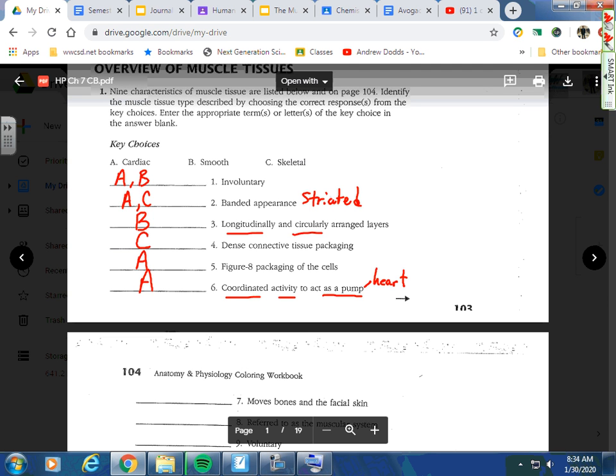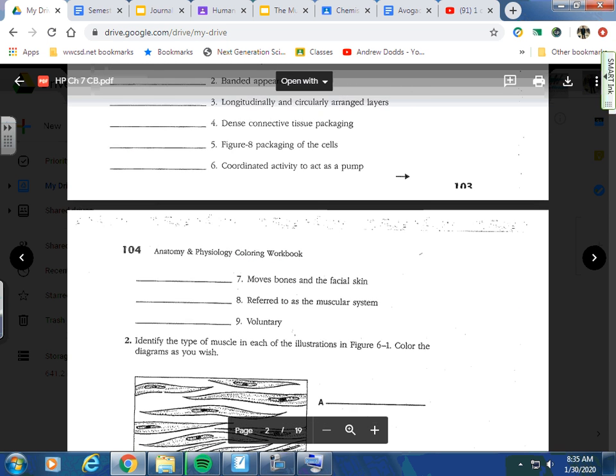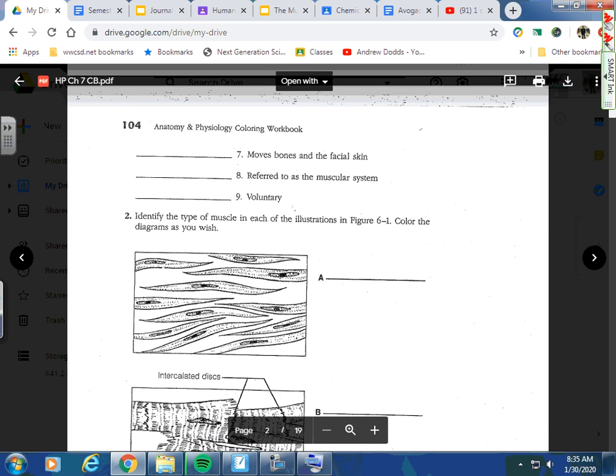Number 7 moves bone and the facial skin. I'm just going to scroll up here. What is number 7? C is correct. And number 8, referred to as the muscular system. When we talk about the muscular system, we're really talking about that muscle tissue, the skeletal muscle tissue. And voluntary, the one that we actually control, is going to be voluntary skeletal muscle tissue.